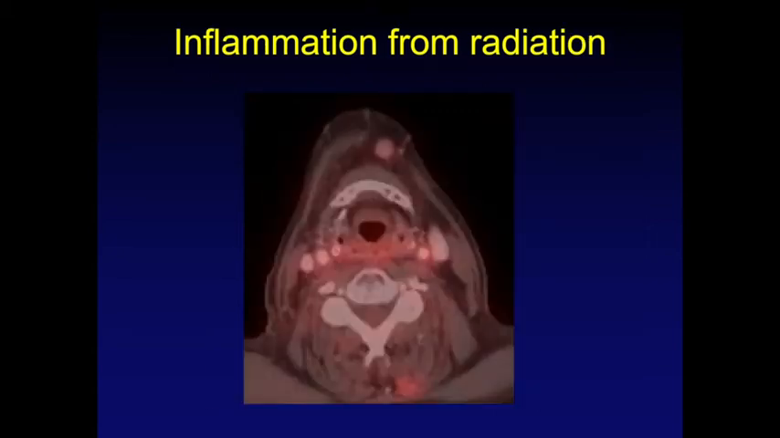Another example, exact same concept. This is a rounded node. It's got a little bit of FDG avidity. You're going to be worried about that, but if this was an uninvolved node pre-treatment, then it probably does not harbor cancer. It is probably just a response to radiation, NI-RADS 2.